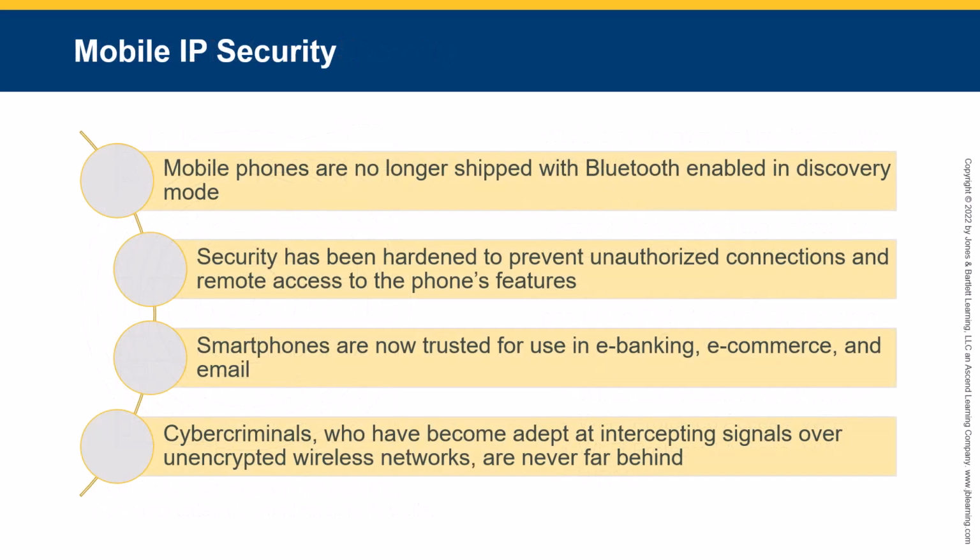Even within mobile IP, there is still a security concern. The phones are no longer being shipped with Bluetooth enabled in discovery mode. That way, there is at least some protection. Security has been hardened because there's been enough public outcry so that the average user at least has some basic protections. Smartphones are now trusted for using e-banks, e-commerce, and emails. So, again, a certain level of trust has to be there. This does mean cyber criminals have become adept at intercepting cellular signals and being able to work with them. So again, users need to be mindful of the technologies and be better trained.